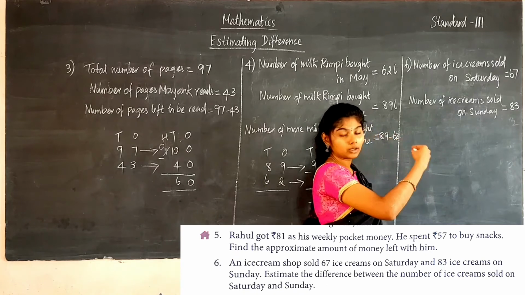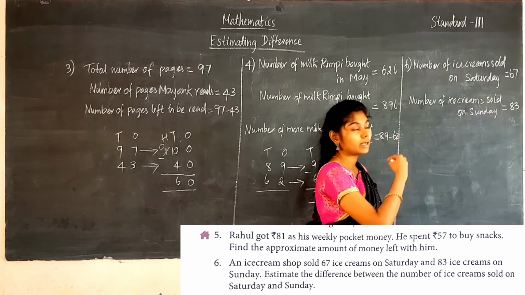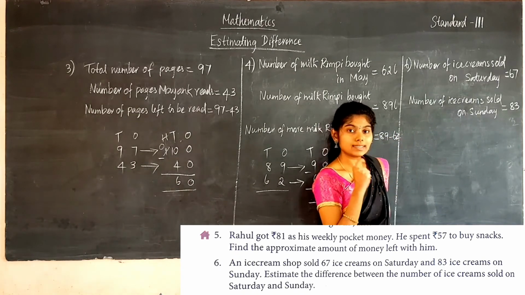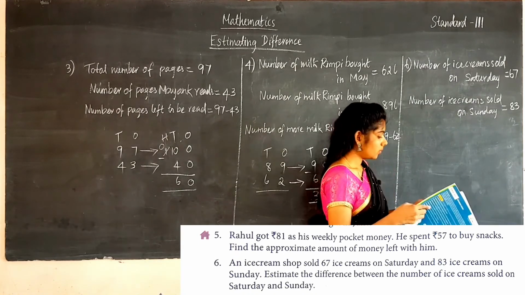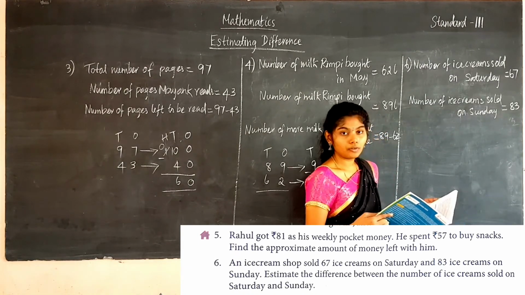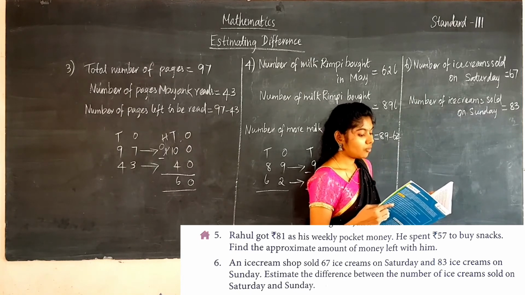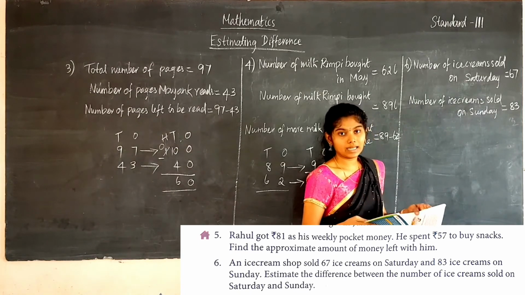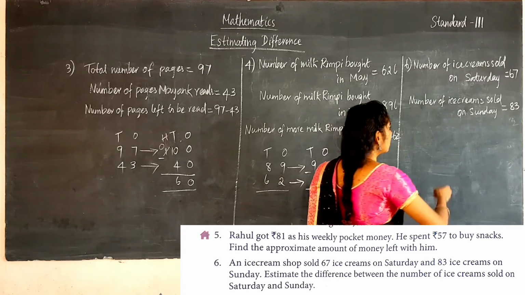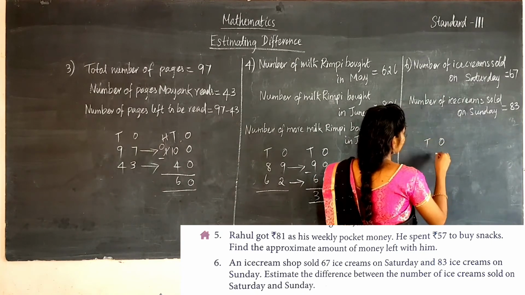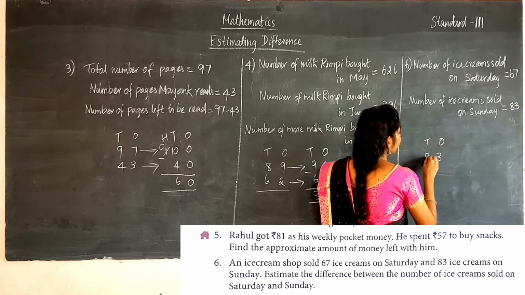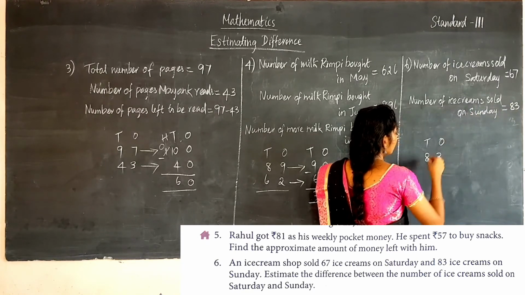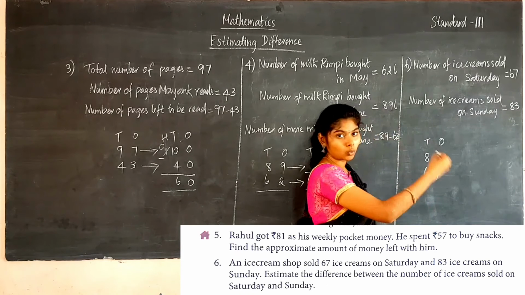We have to subtract. To find the difference, we have to subtract the numbers, but they have asked to estimate. So estimate means you have to round off the numbers at first. They have asked to estimate the difference between the numbers of ice creams sold on Saturday and Sunday. So we are going to find the difference. Write their places: 3 in the ones place and 8 in the tens, then 7 in ones and 6 in tens. Now you can round off the numbers.